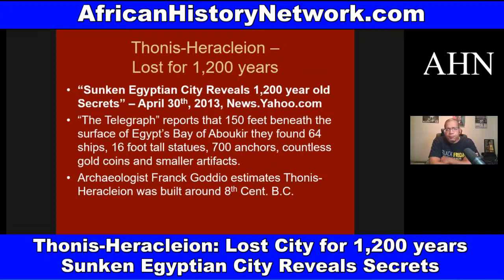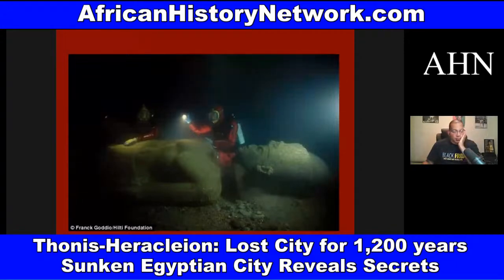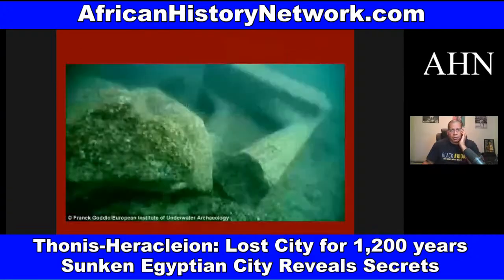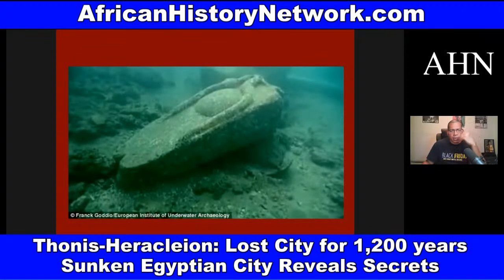The Telegraph reports that 150 feet beneath the surface of Egypt's Bay of Abu Qir, they found 64 ships, 16-foot tall statues, 700 anchors for ships, countless gold coins, and smaller artifacts. Archaeologist Frank Gaudillo estimates Tanis Heraklion was built around the 8th century BCE, before the Common Era. So here are some pictures of what they found at the bottom of the sea. They found these 16-foot tall statues. Here's one with the legs broken off. Here's one that's probably from Offset with the horns and the sun disk. Okay.